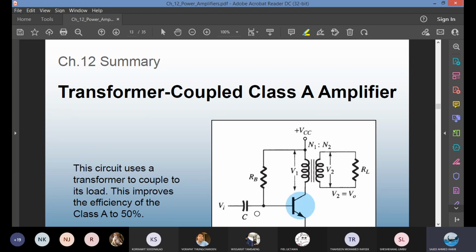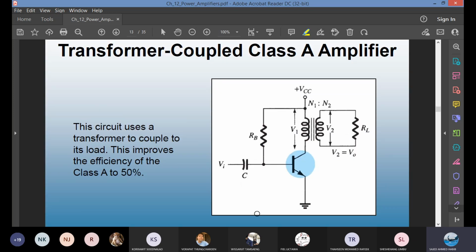After the series fed class A amplifier, there is another type you can use. It is called the transformer coupled class A amplifier. Usually, if you do a series fed application, only 25% efficiency. If you couple with the transformer, then the efficiency can be improved to about 50%.